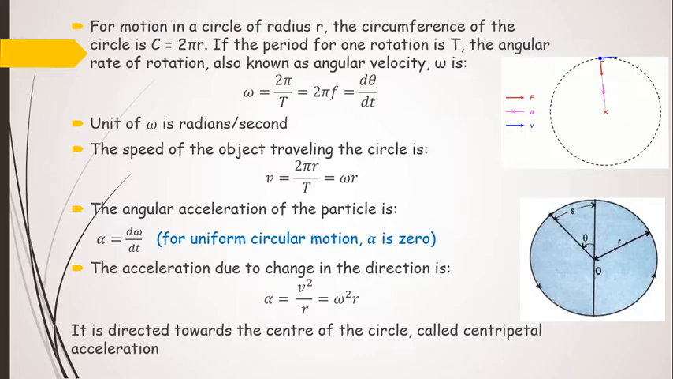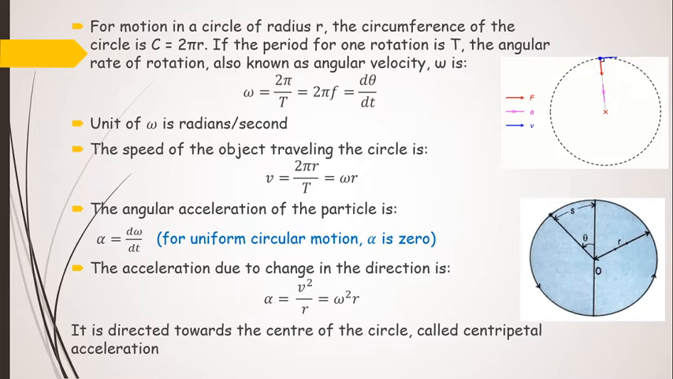The relation between the period capital T and the angular velocity omega is given by omega is equal to 2 pi upon T. But capital T is equal to 1 by f, that is frequency of revolution, which is defined as the number of revolutions performed by a particle performing uniform circular motion in unit time. So the formula becomes omega is equal to 2 pi f, which is equal to d theta upon dt. The unit of omega, that is angular velocity, is radians per second.